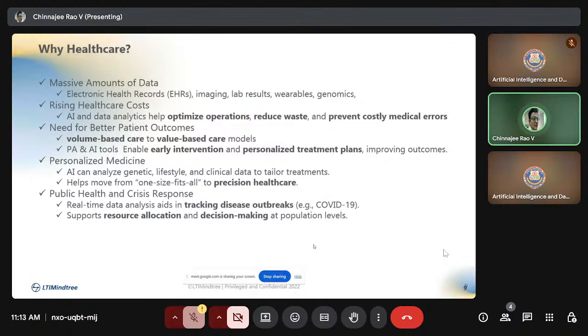Now the doctor's work is just to say yes or no, because everything is already decided. The chief doctor has to say yes or no. Only the last decision is made by the doctors. Everything else will be done by the AI itself. Then labor shortage in healthcare.